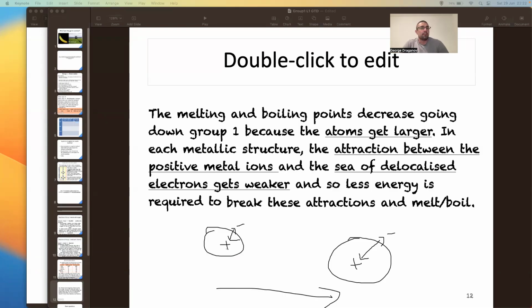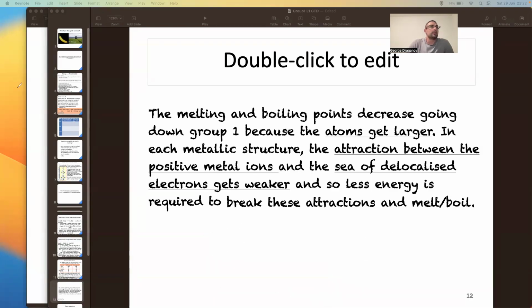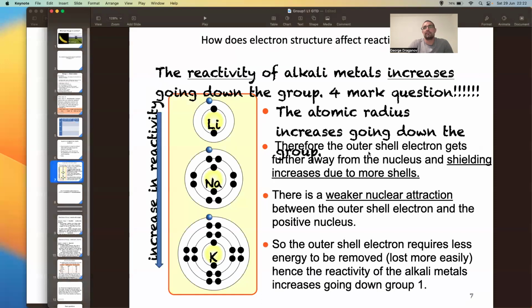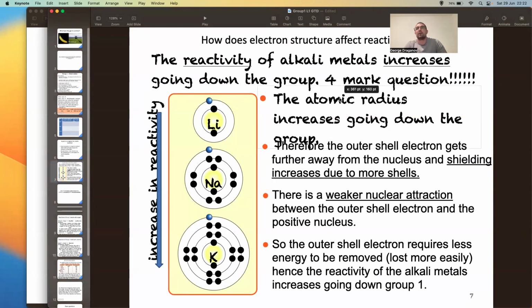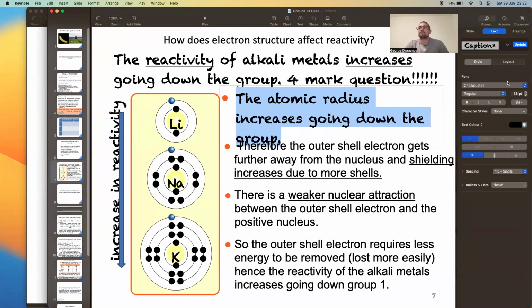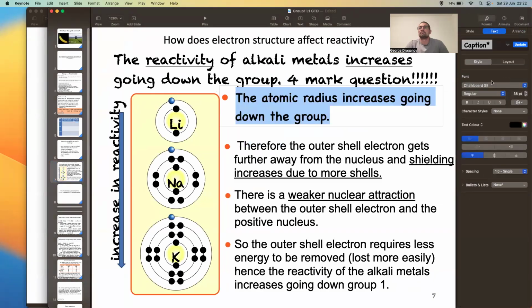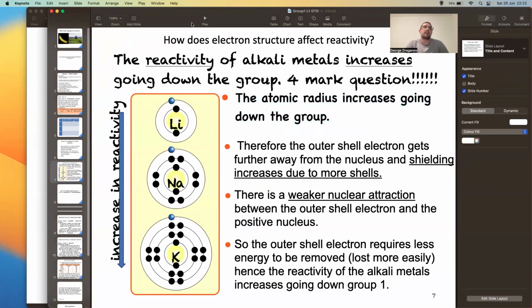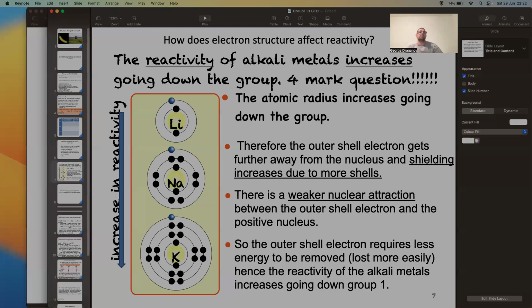Now comes the most important element of all this, and that is to explain the reactivity down the group. Why do they get more reactive down group 1? It is a similar principle to this, but not quite the same. Let's have a look. It is this slide over here. I'm just going to fix this font here, and everything will look nice. There we go. Okay. So if we play this slide, this is very good.